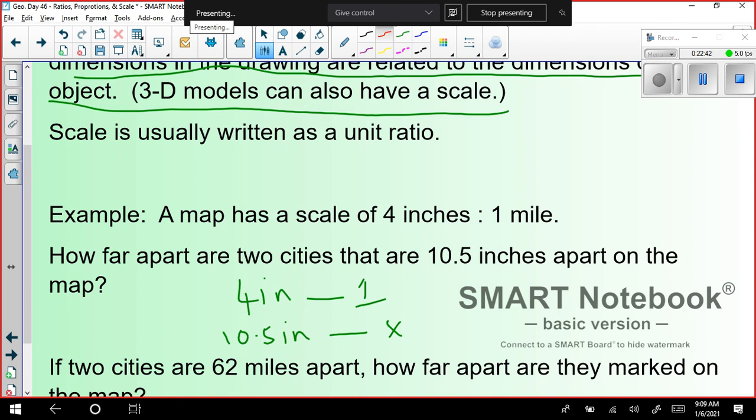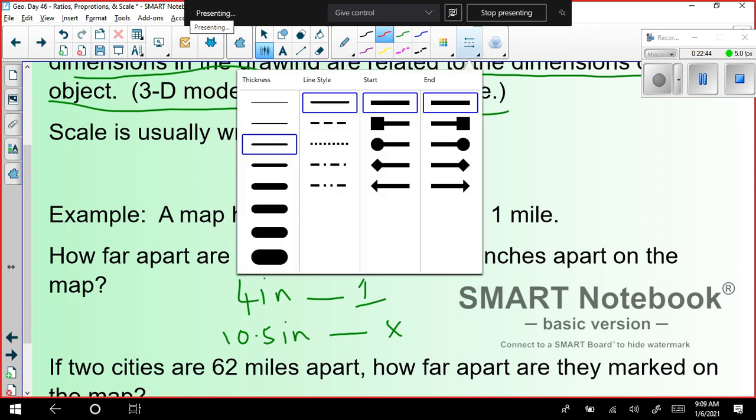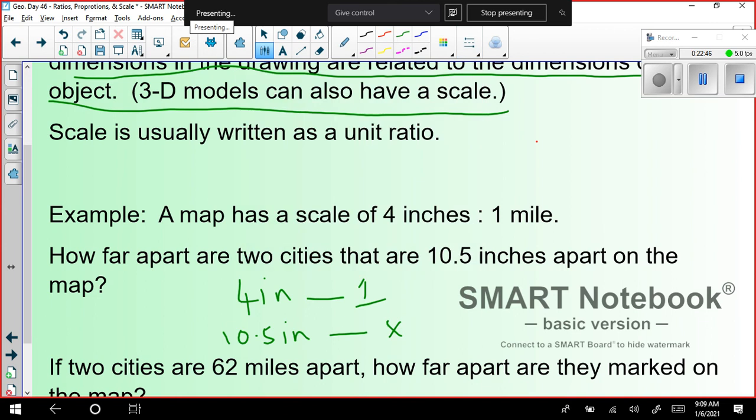Once you have that, you can just cross multiply once again. You can use that cross multiplying technique which I taught you and get the value of x. So you can just cross multiply here itself. So you'll have 4 times x equals 10.5 times 1.